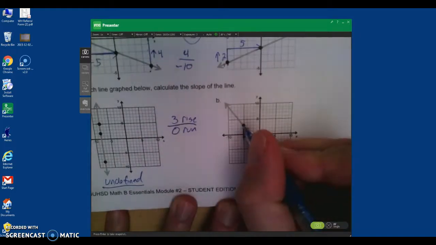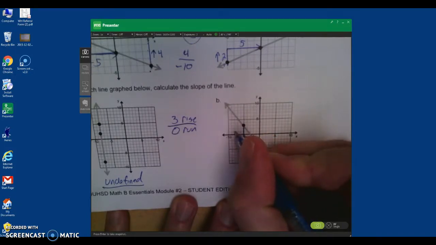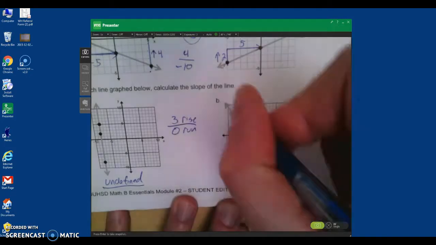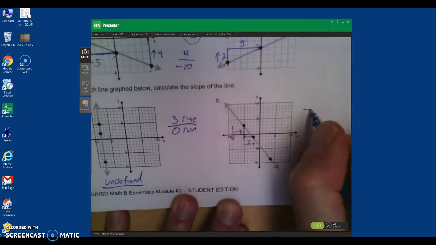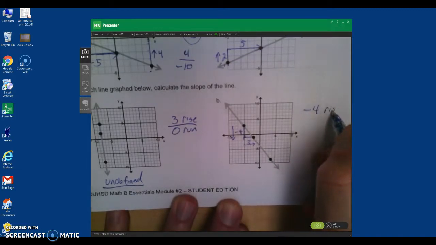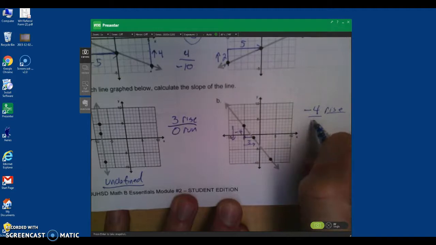So if I want to start at this dot and walk along the grid, 1, 2, 3, 4. I went down 4 units, -4. Remember, this is a negatively sloped line. Now I'm sitting here and I go to the right, 1, 2, 3. So my rise is -4, my run is +3.